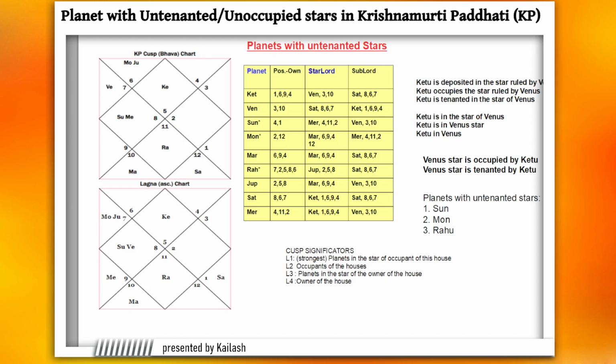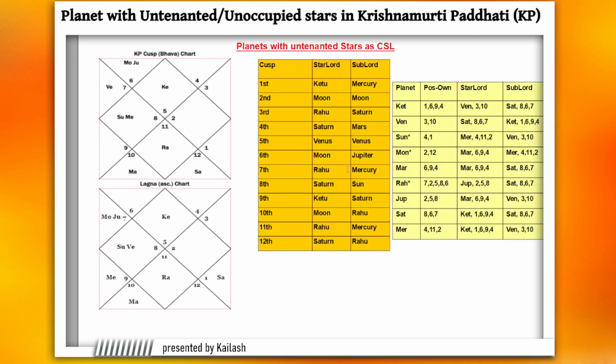Thus, you see that this table alone could be a little misleading in representing the actual strength of the planet when it comes to planets with untenanted stars. And now let's look at it from the cusp point of view as well, because the story of the planets with untenanted stars will not be complete if their special signification is not discussed in the cusp table.